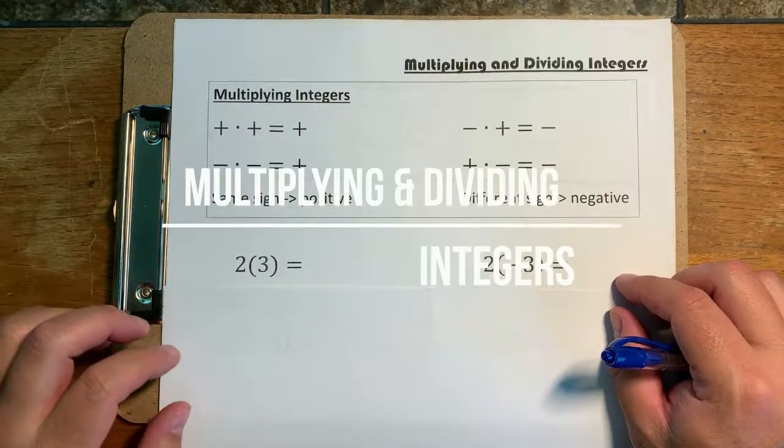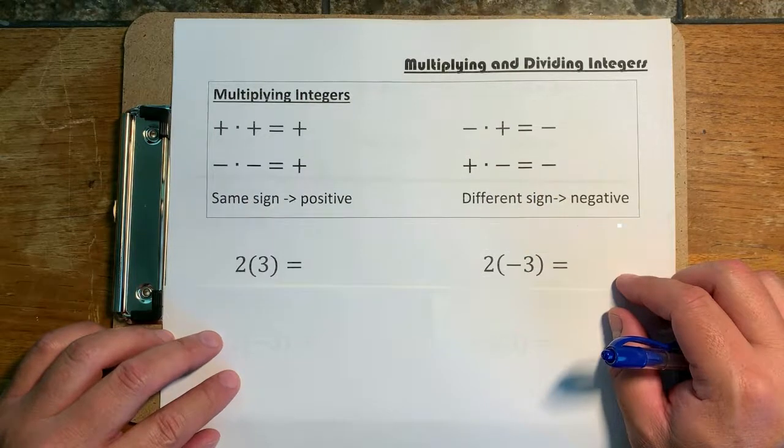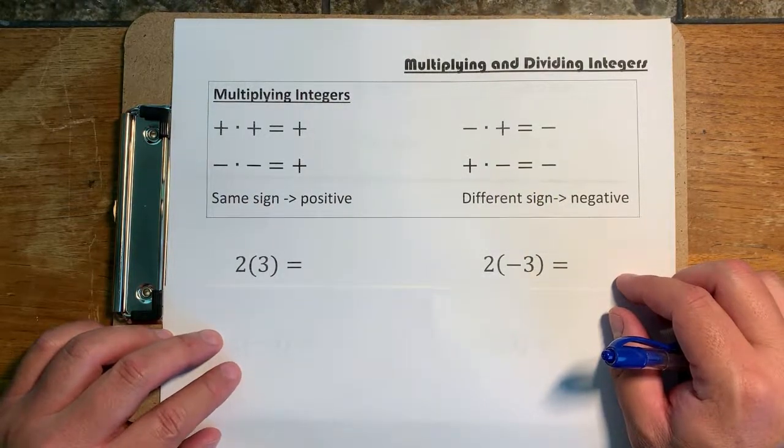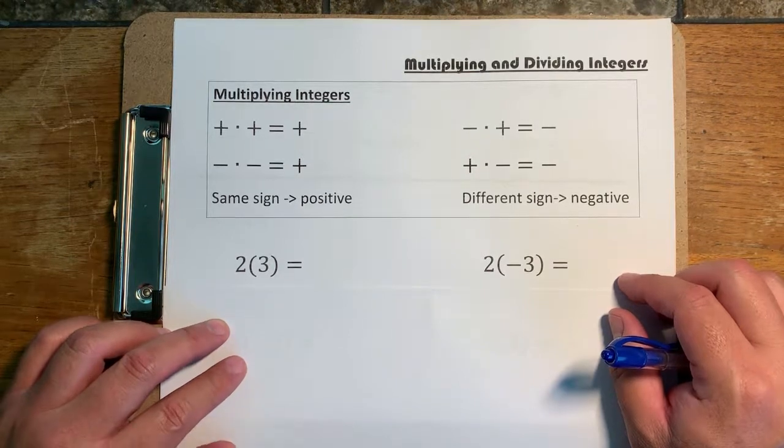What we're going to learn in this video is how to multiply and divide positive and negative numbers. In other words, how to multiply and divide integers. On the way, we're going to create some intuition for why these rules exist and also give you some insight into common mistakes students make.